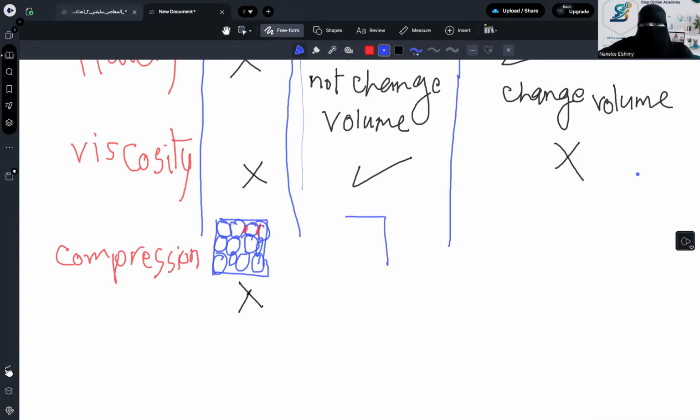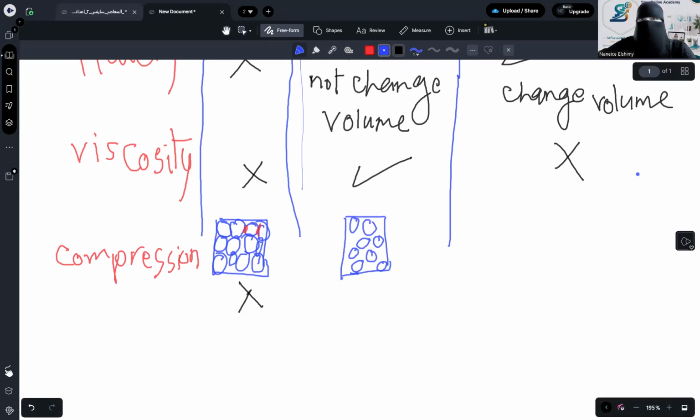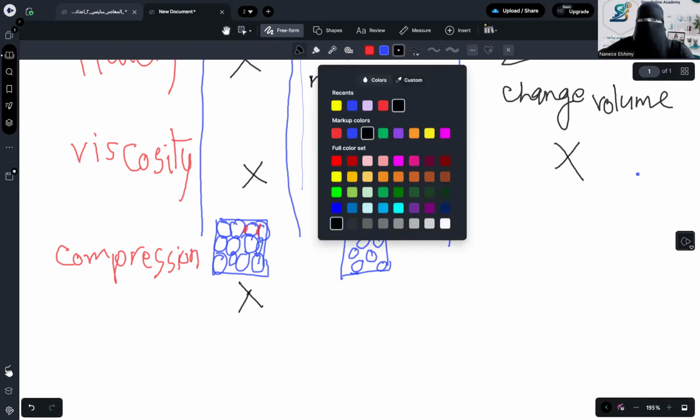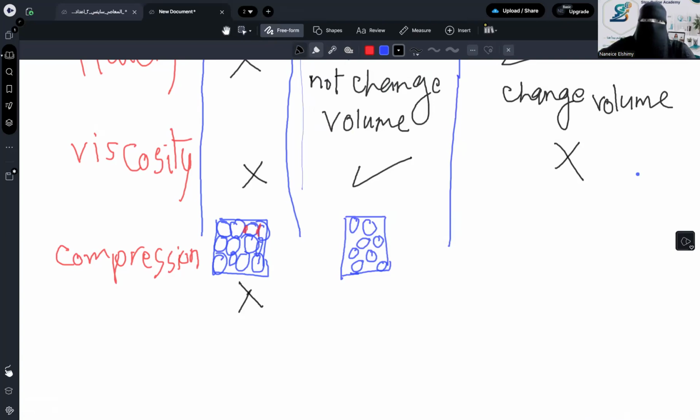Right, what about liquids? Here are the liquids, okay, under the microscope. And you'd find that liquids have a little space, okay? So it won't compress either because the space is very small. So how is it going to be compressed? Okay, so it won't compress. This also won't happen.